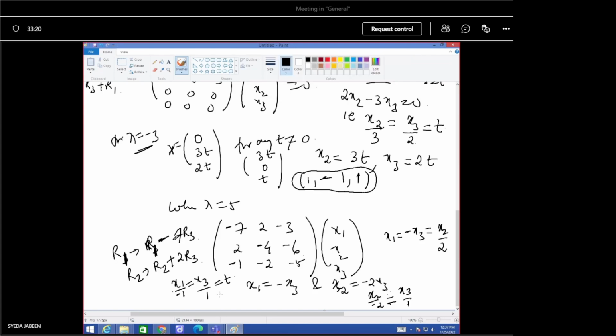So if this is t, you can get x1 is equal to minus t. So for any value of t you will get a vector. अगर t का value 1 है तो ये हो जाएगा, and x3 will be equal to t. ठीक है, when t is 1 then this becomes minus 1, this becomes 1. So when x3 becomes 1, x2 becomes minus 2.